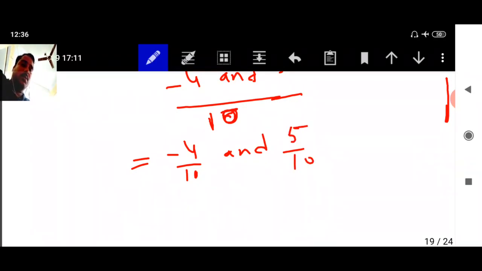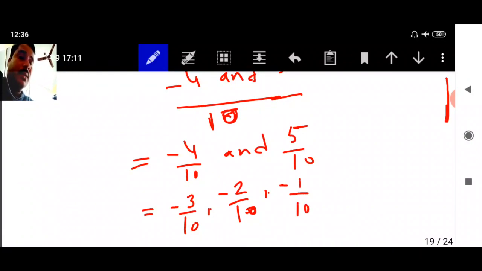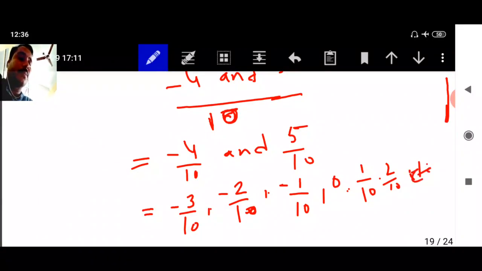Then write 10 rational numbers. To write 10 rational numbers, we observe the numerators. Here the numerator is minus 4, and in the second one 5, and between minus 4 and 5 we can write 10 rational numbers, which are minus 3 by 10, minus 2 by 10, minus 1 by 10, 0 is also a rational number, 1 by 10, 2 by 10, etc. You can write 10 rational numbers.